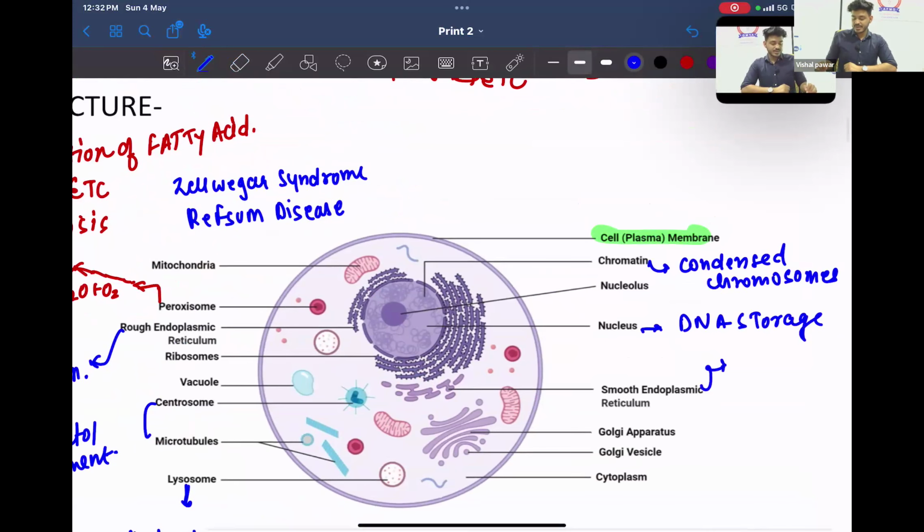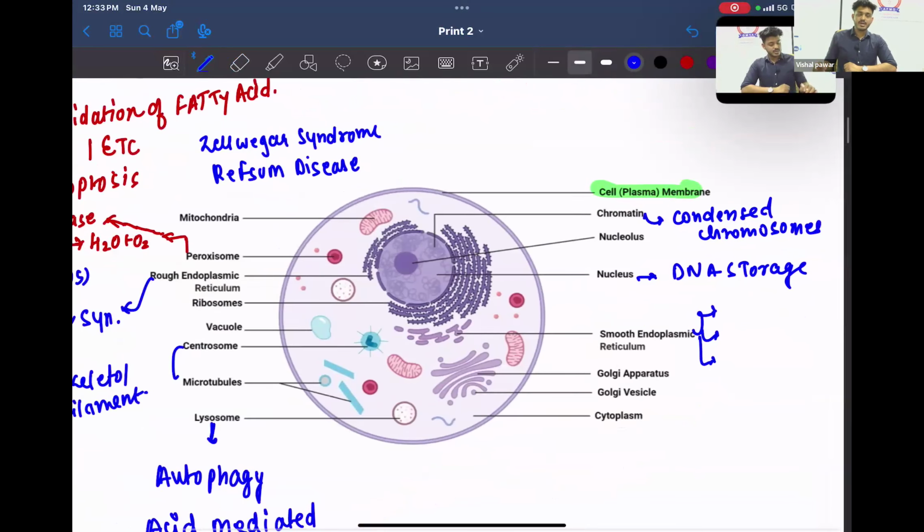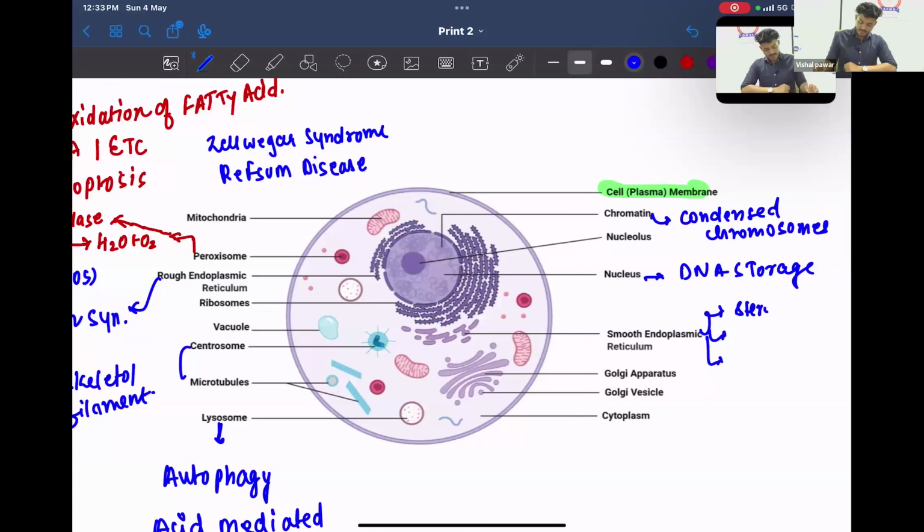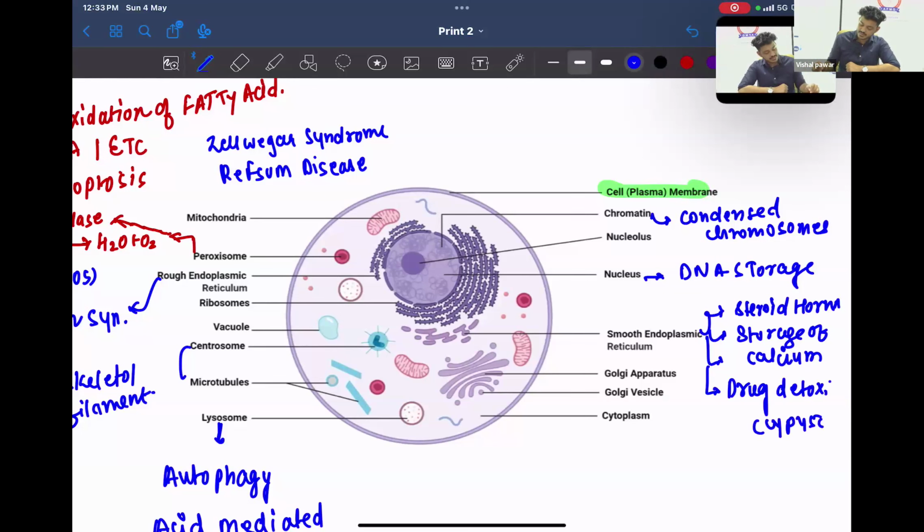Smooth endoplasmic reticulum has three important functions. What are the three important functions? It is going to do what? Steroid hormone, lipid hormone biosynthesis. Steroid hormone biosynthesis. Second thing, it is going to do the storage of calcium. And third function, it is going to do what? Drug detoxification. It has CYP450 enzymes, which do what? Drug detoxification.